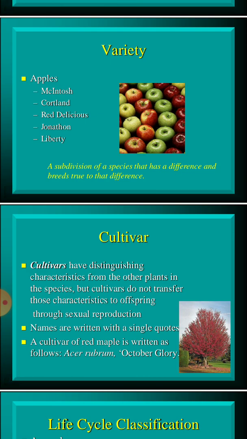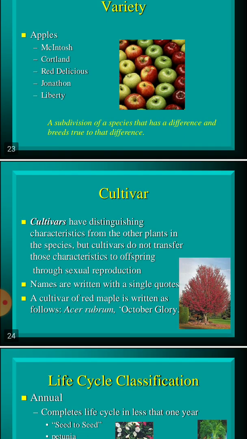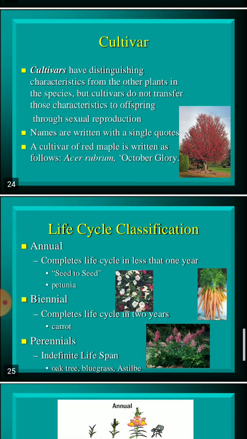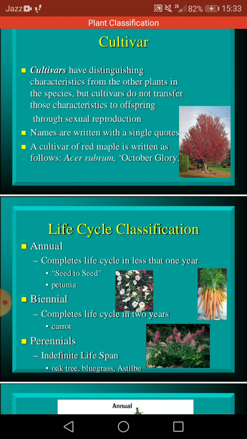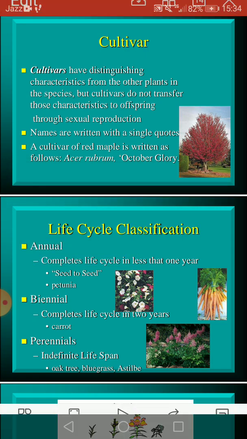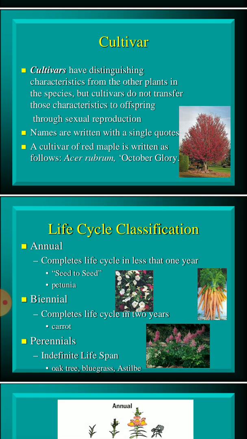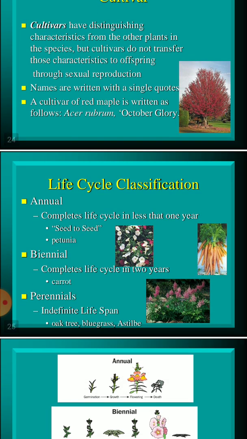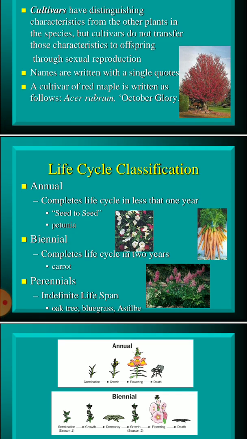A variety is a subdivision of a species that has a difference and breeds true to that difference. If we talk about the cultivar, cultivars have distinguishing characteristics from the other plants in the species. But cultivars do not transfer these characteristics to offspring through sexual reproduction. Names are written with single quotes. A cultivar of red maple is Acer rubrum 'October Glory'.